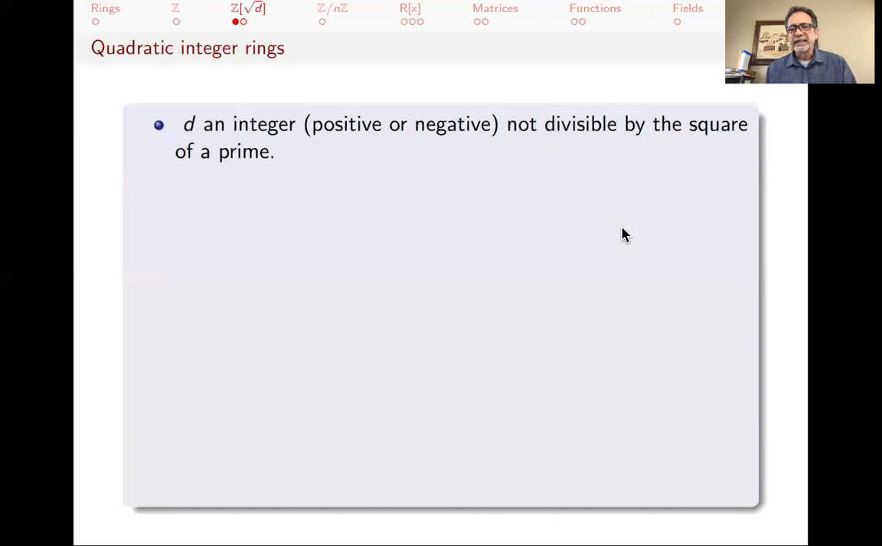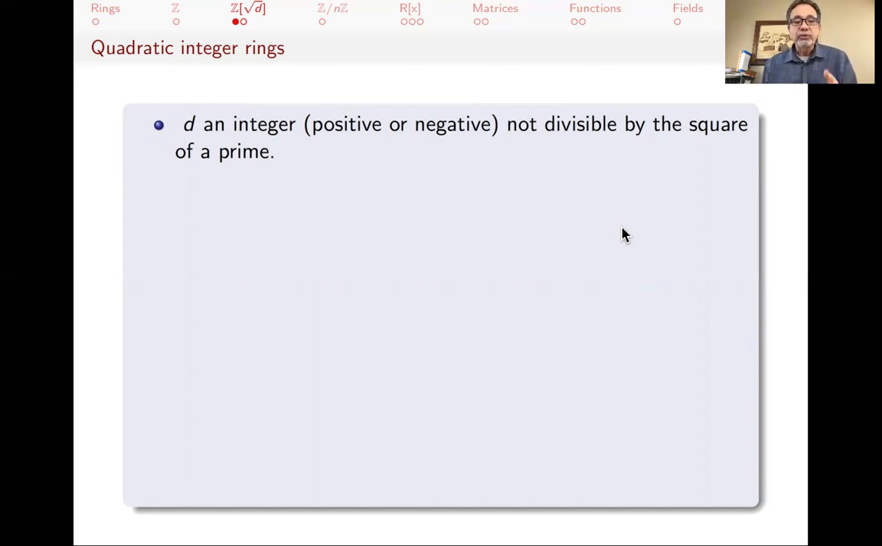Okay, so our first set of examples other than the integers are what's called quadratic integer rings. So you start with an integer d, could be positive, could be negative. You just don't want it to be divisible by the square of a prime. That might sound like a strange thing, but the reason is that when you take the square root of it, you don't want anything to come out of the radical. So for example, you don't want 12, because the square root of 12 is really 2 square root of 3, and that's because 12 is divisible by 4.